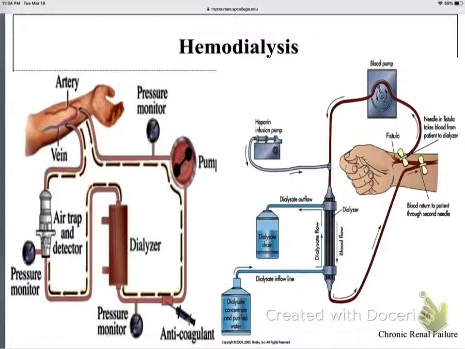The gradient is created by increasing the pressure in the blood compartment or by decreasing the pressure in the dialysate compartment. Extracellular fluid moves into the dialysate because of the pressure gradient. The excess fluid is removed by creating a pressure differential between the blood and the dialysate solution, causing removal of the waste.